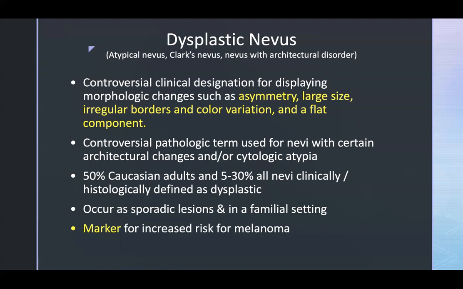They often occur as sporadic lesions and in a familial setting, and having a lot of dysplastic nevi is an independent marker for an increased risk of melanoma. However, there's controversy as to whether melanoma truly develops from these, but I think that the patients that have a higher concentration of dysplastic nevi have a higher number of melanocytes and a higher statistical chance to develop a malignant melanocyte clone from all of those melanocytes that are getting UV damage over the lifetime, et cetera.